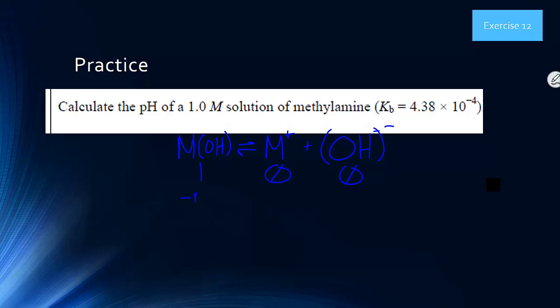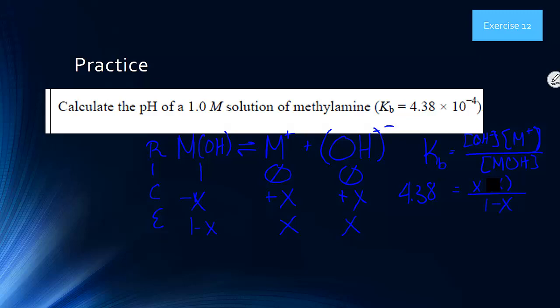This will decrease by some value. This will increase by that value, in which case at equilibrium I'd have 1 minus x and x. Now Kb has to equal the concentration of the hydroxide ion times the concentration of whatever cation methylamine makes over the initial concentration of methylamine. So 4.38 has to equal x times x over 1 minus x.